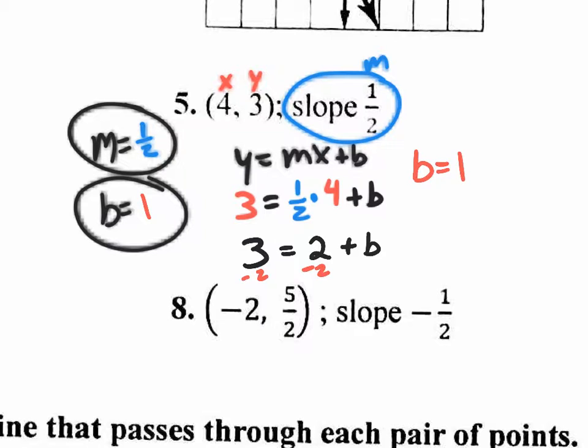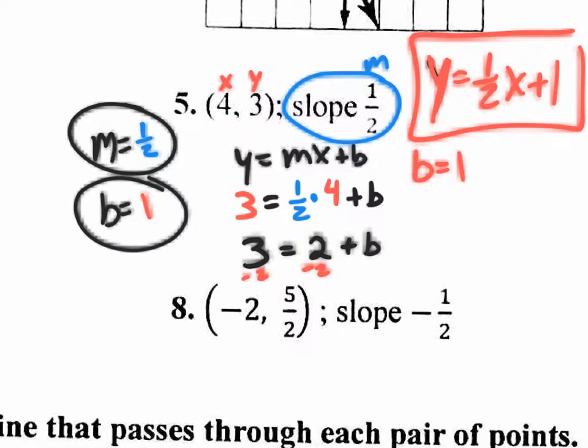So now we have both things that we need. So all we need to do is write the slope-intercept form equation, y equals mx plus b. Y equals 1/2 x. Let me just write it all in red, sorry. Y equals 1/2 x plus 1. And that's your slope-intercept form equation.